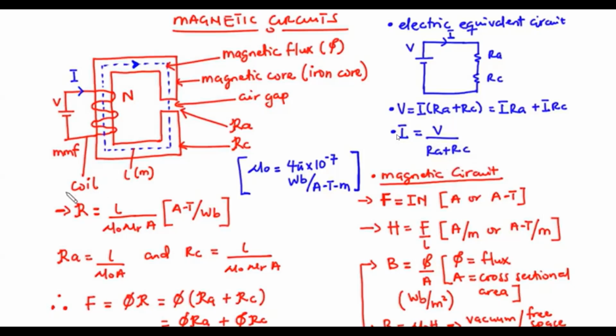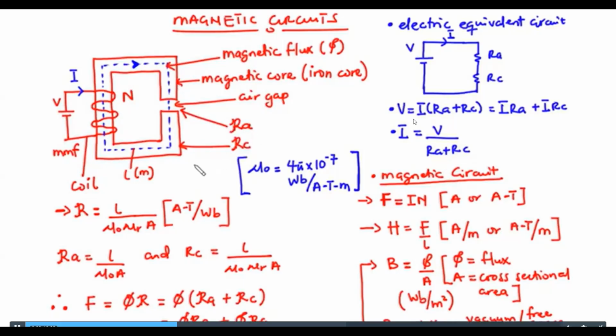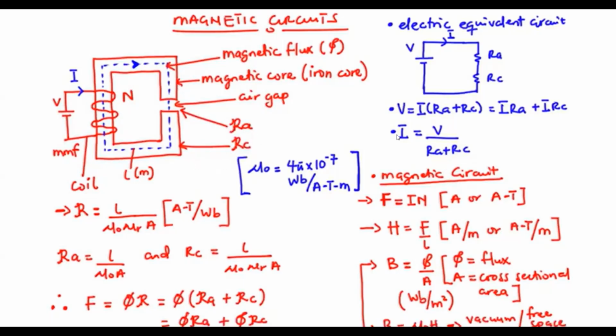Now coming back to the magnetic circuit, the force or the source that drives magnetic flux within the circuit is called the magnetomotive force, which is represented as MMF. Within the magnetic circuit, we have two resistances: the resistance as a result of the air gap, as well as the resistance as a result of the iron core. In a magnetic circuit, we call this resistance the reluctance. So we have Ra as the reluctance of the air gap, and Rc as the reluctance of the iron core.